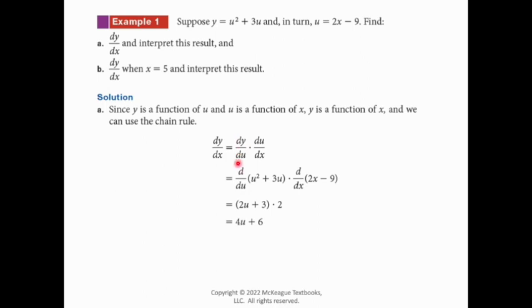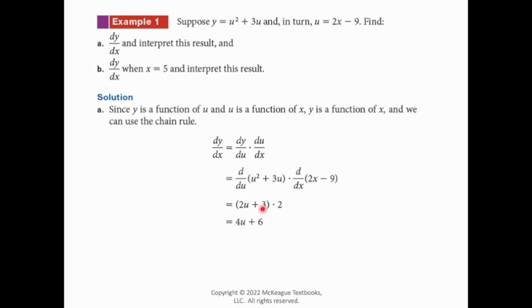So when I take the derivative of y with respect to u, that's this notation right here. I'm going to bring the 2 down in front. So that's going to give me 2u. And then the derivative of 3u is 3. Then I have to multiply that by the derivative of u with respect to x. So that's this notation here. And when I take the derivative of 2x minus 9, I just get 2. So I have the quantity 2u plus 3 times 2. When I distribute that 2, I get 4u plus 6.